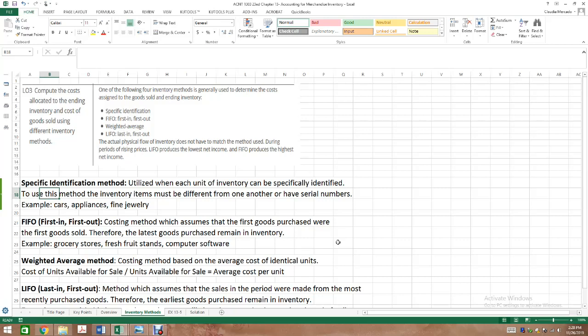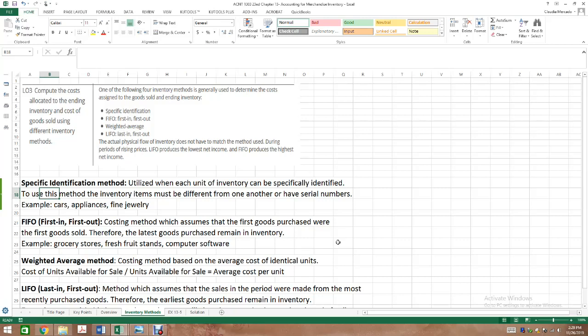Okay. So there are 4 inventory methods that are commonly used to determine the cost assigned to the goods sold and the ending inventory. Depending on what type of inventory you have is the type of method that you're going to use. Okay. So we have specific identification, FIFO, which stands for first in, first out, weighted average, and LIFO, last in, first out. Okay. The actual physical flow of the inventory does not have to match the method used.